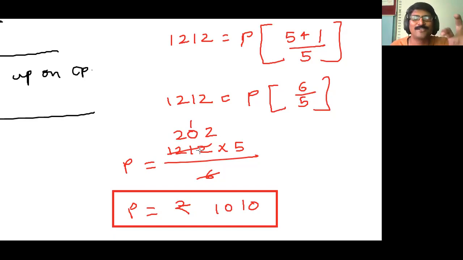I hope students you understood what I'm talking about. 20 into 6 cannot be 1212, isn't it? But 2 0 2 into 6 would be 1212. You got it? So 2 0 2 into 5 will do, principal will become 1010. And that's the sum required to make this much as amount. I hope students you get that.